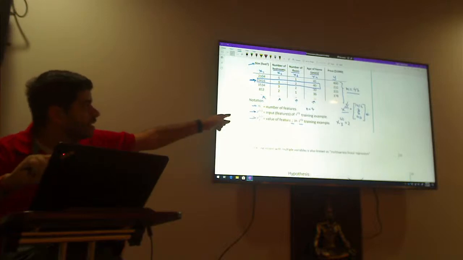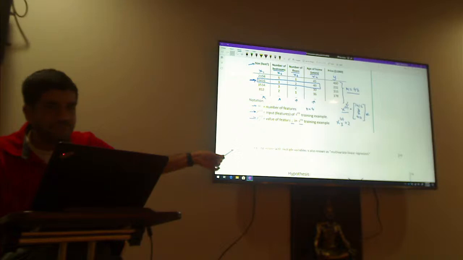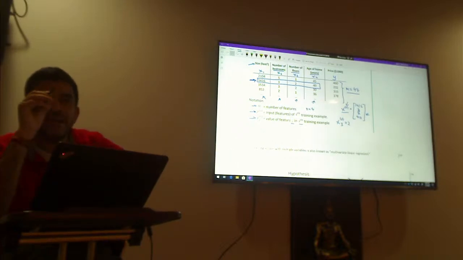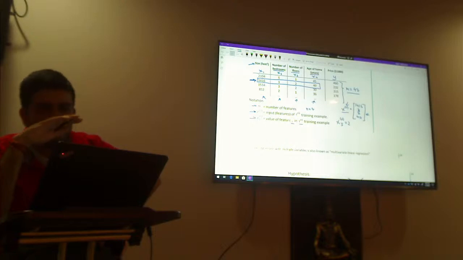So keep this in mind. N is the number of features. M... And what is x? j, i. The value of this item. That's all good. So with this, can you model the equation and come up with the hypothesis?